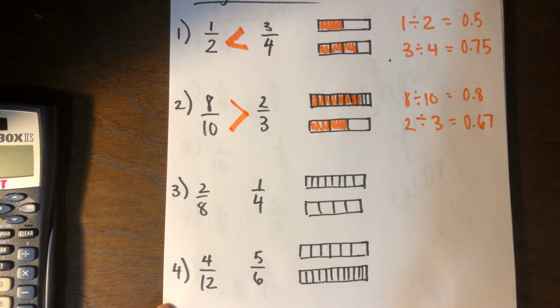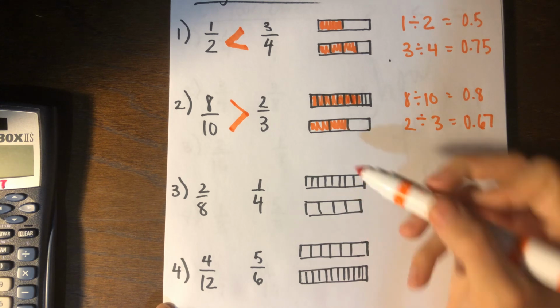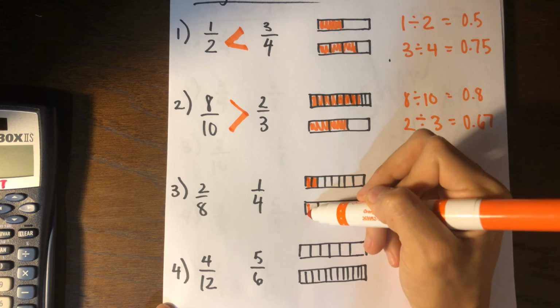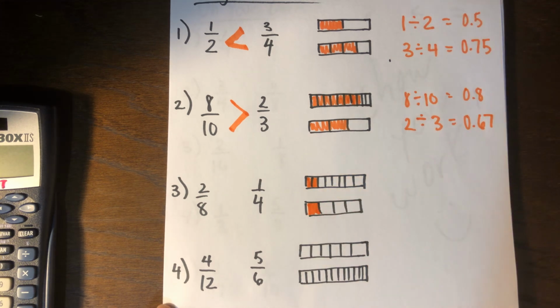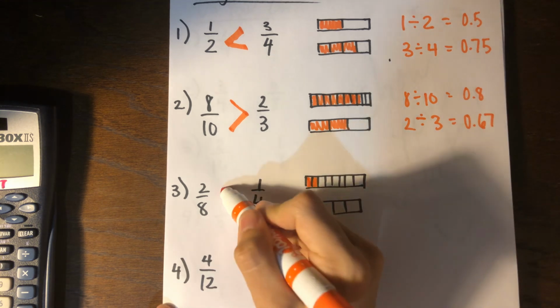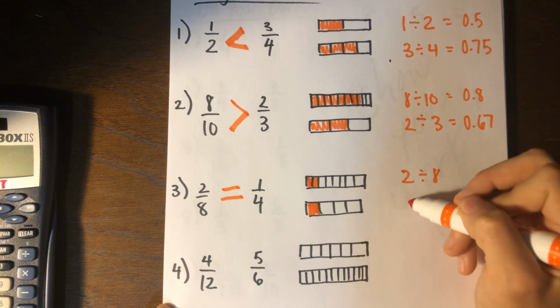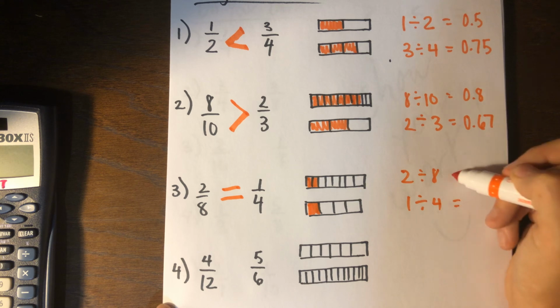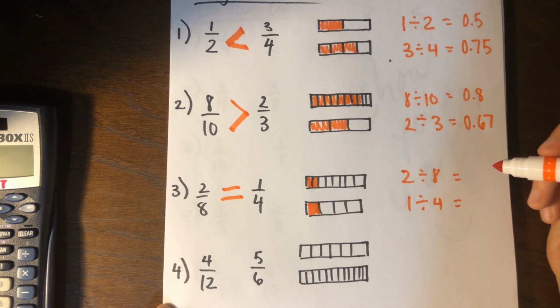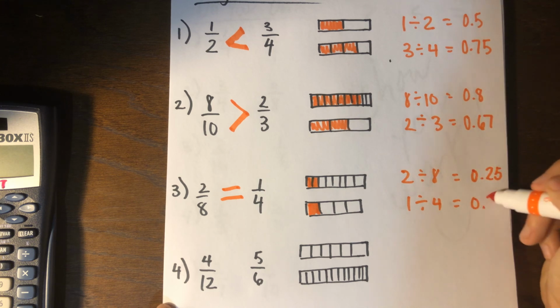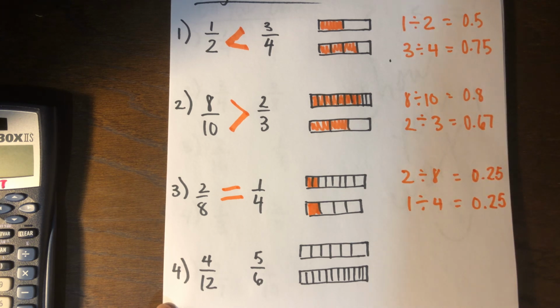Okay, 2/8 and 1/4. So I have 8 blocks here and I'm going to color only 2 of them. I have 4 blocks here and I'm only going to color 1. These look the same. And if you're not sure that your drawing's correct, if they look equal, I can test it. 2 divided by 8 and 1 divided by 4. For both of these, when you type this in the calculator or do the long division, you're going to get 0.25. So they are in fact equal to each other.